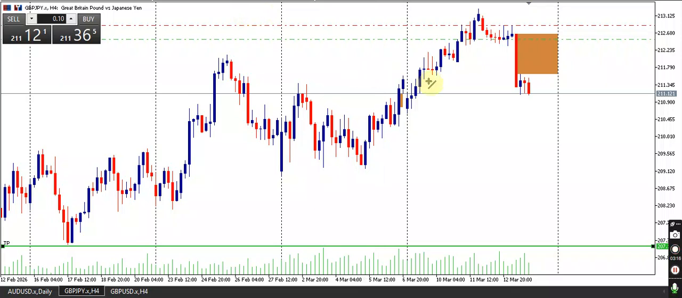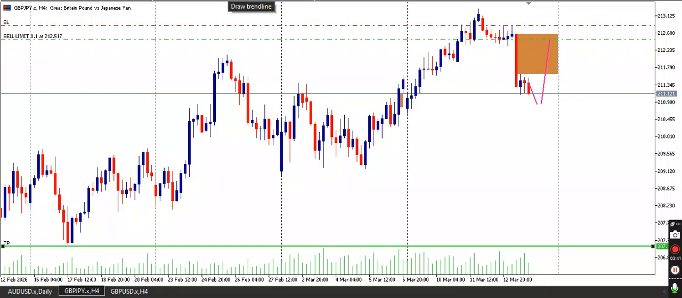I want to see something like this from here. Let me do it this way, something like this from here, and then something like this. Okay, this is what I want to see, and then something like this. This is my expectation for the week on GBPJPY.